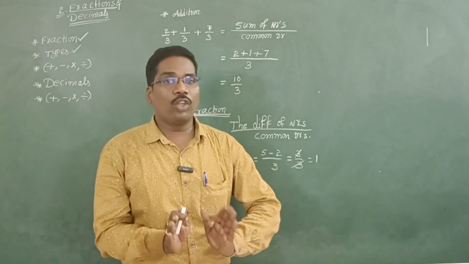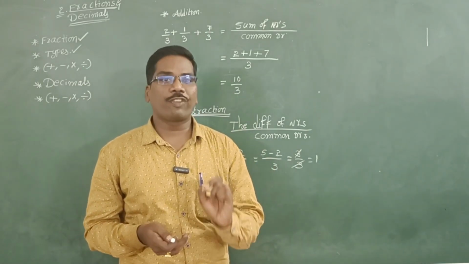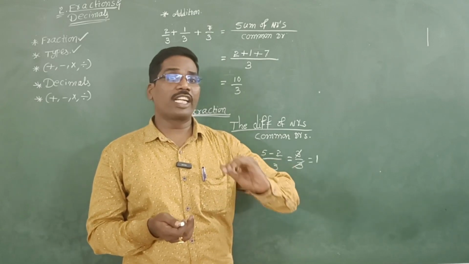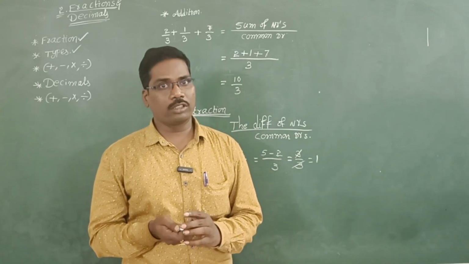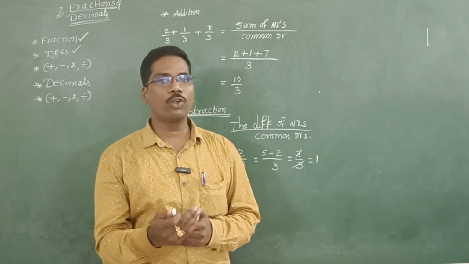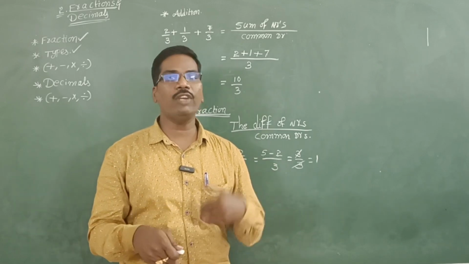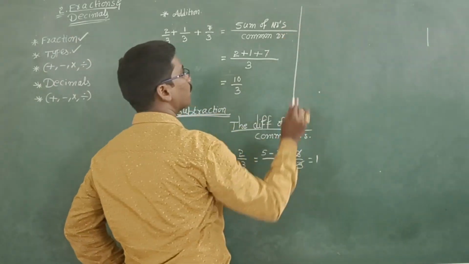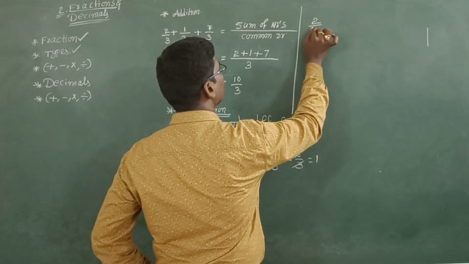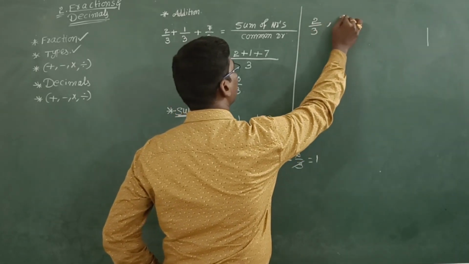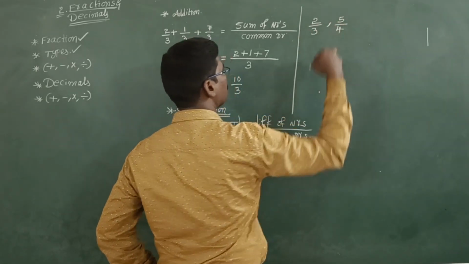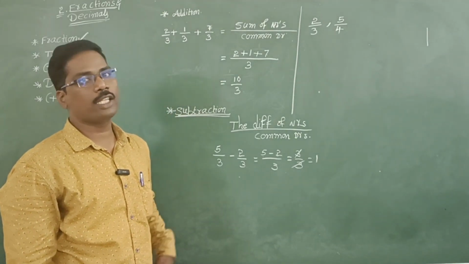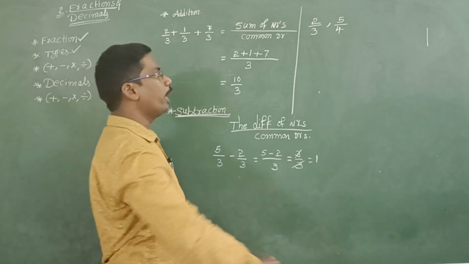Only like fractions can we add. Only like fractions can we subtract. If the given fractions are not like fractions, then what do we have to do? We have to make them into like fractions, then do this problem again. Now let us see: 2 by 3 and 5 by 4. These two fractions we have to add. How to add? Let us see.